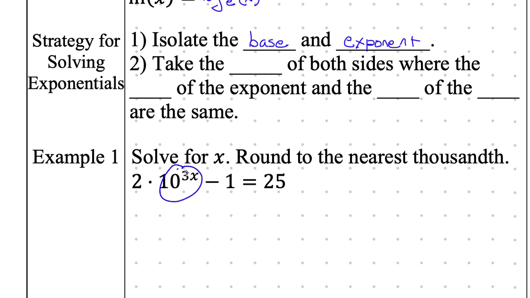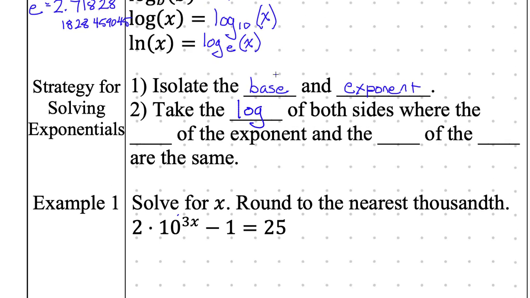Once you have the base and the exponent isolated, then you're going to take the what of both sides? You guys know what I'm talking about. The thing that we've been learning this whole unit. Unit 8 is the unit of, starts with an L. Yeah, take the log. Take the logarithm of both sides, or abbreviated, the log of both sides.